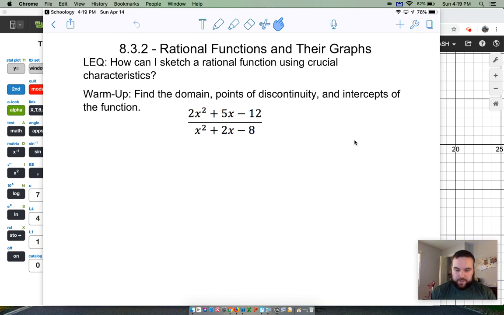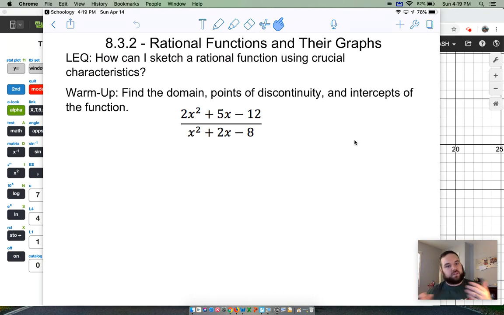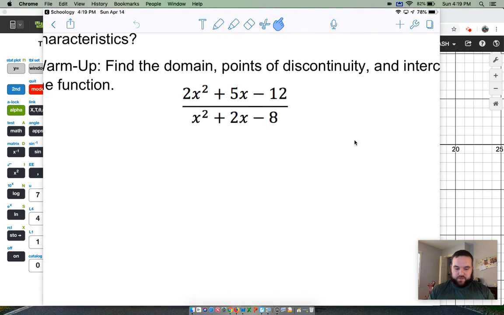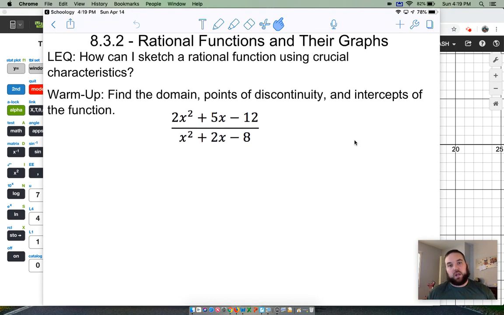All right. So this is day 2 of rational functions and their graphs. And today we're going to get into the actual sketching of the graphs and talk a little bit more about some of the characteristics of these things. So to start with, we're going to find the domain. Our EQ is how can I sketch a rational function using crucial characteristics.